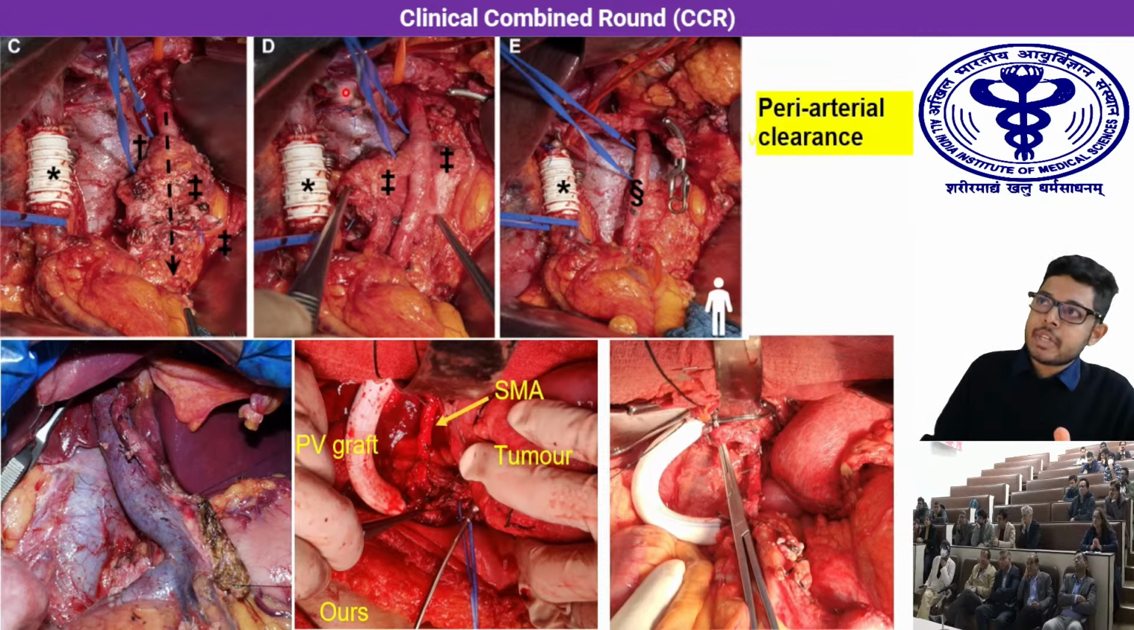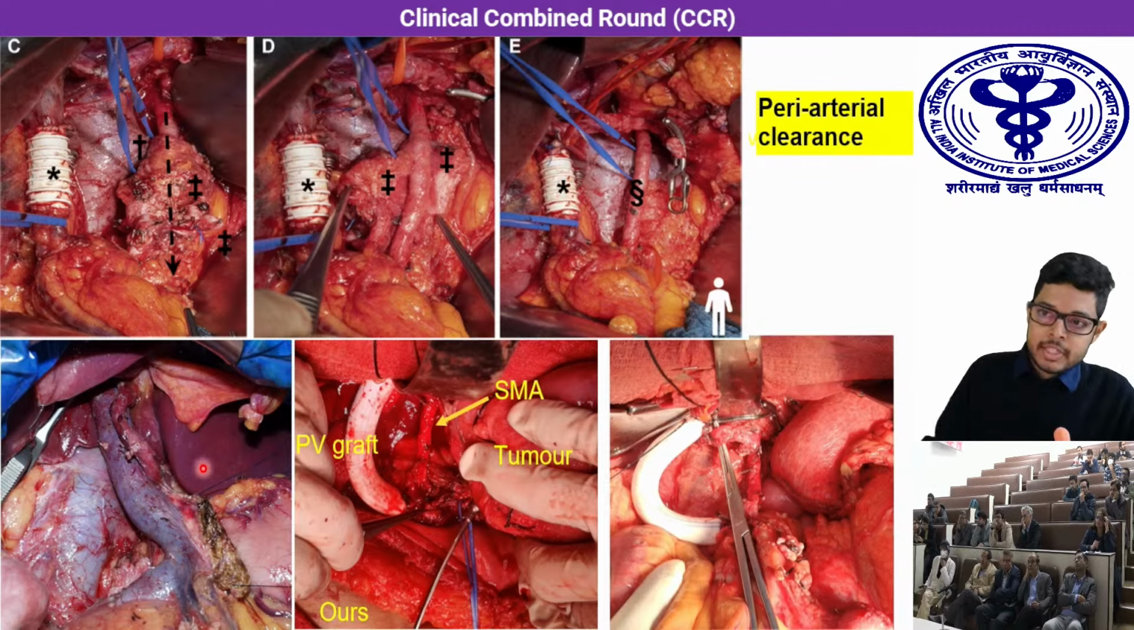The above three pictures are from an anecdotal case, which is similar to our case. You can see that this arrow mark is where the superior mesenteric artery is. It is completely buried by the tumor. Gradually, the dissection is carried out around the superior mesenteric artery. And here you can see that the superior mesenteric artery is fully bare. Here for the portal vein, they have put in a graft which is similar to our case.